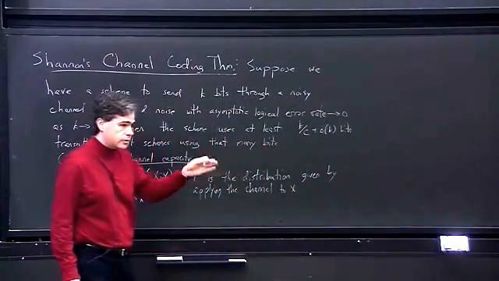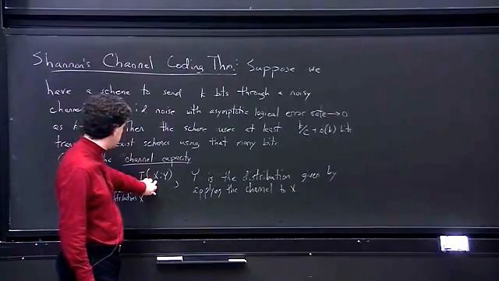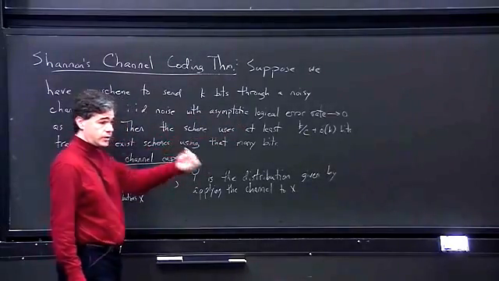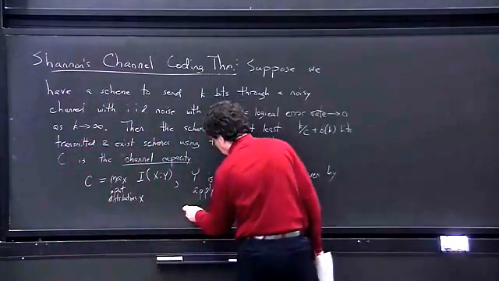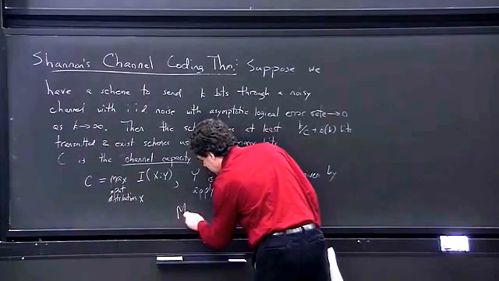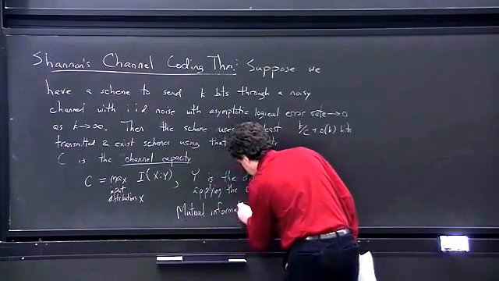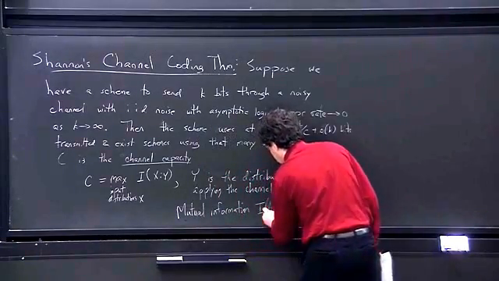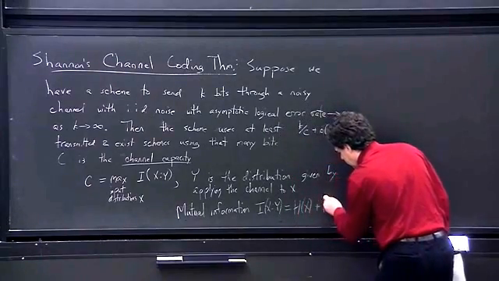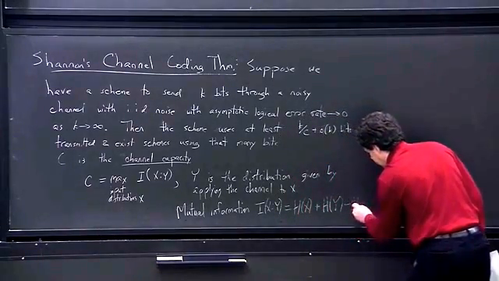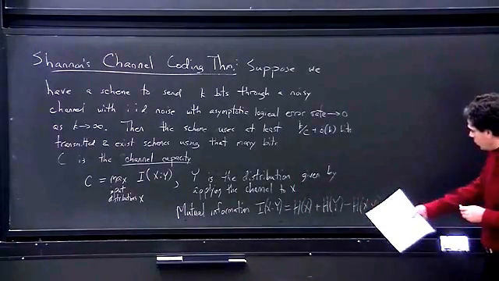So you put in bits with the distribution, or larger registers with the distribution given by x. The channel does some noise to them. You get some other probability distribution out. That's y. And then I of x,y is the mutual information, and it's equal to the sum of the entropies minus the joint entropy.